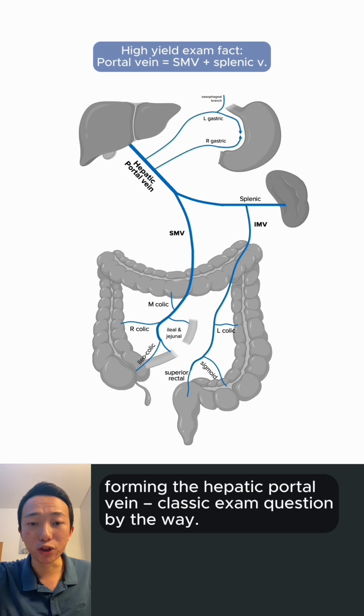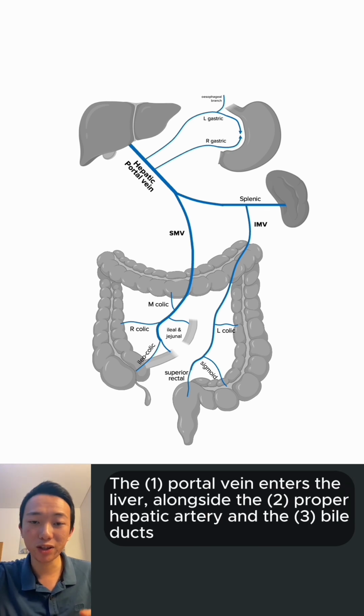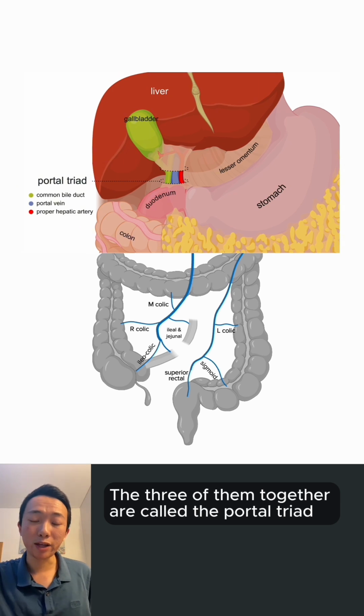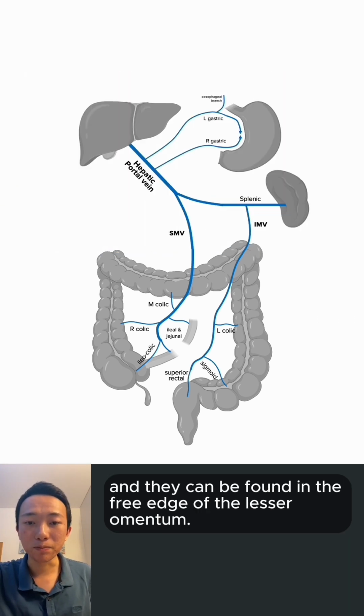Classic exam question, by the way. The portal vein enters the liver alongside the proper hepatic artery and the bile ducts. The three of them together are called the portal triad, and they can be found in the free edge of the lesser omentum.